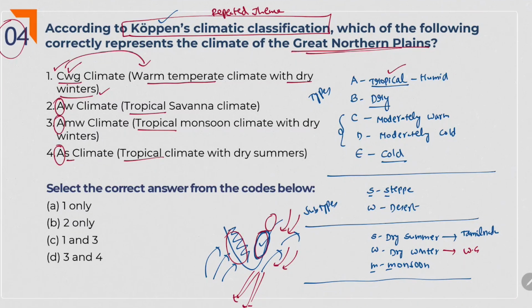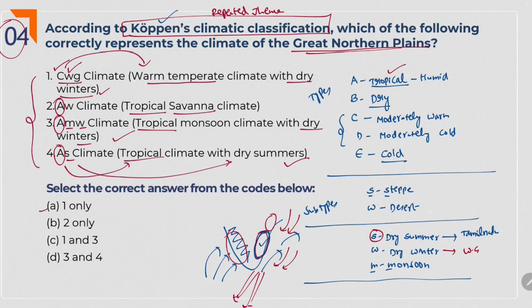And coming to S here, small s represents dry summer. So tropical climate, A. Small s, dry summer. This is the right one. And we'll see third option. Small m, monsoon climate, W, dry winter. So they give tropical monsoon with dry winter. So this is also right one. And coming to AW, A means tropical area and W means dry winter. So Savanna goes with that. So at the outset, we feel like all the four options are right.